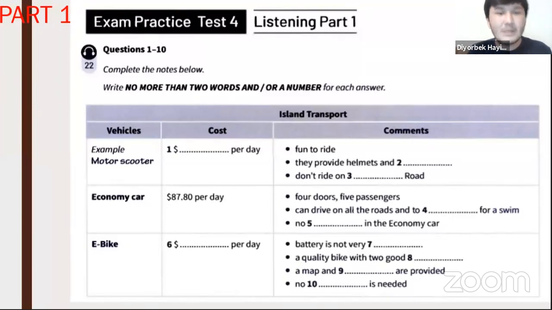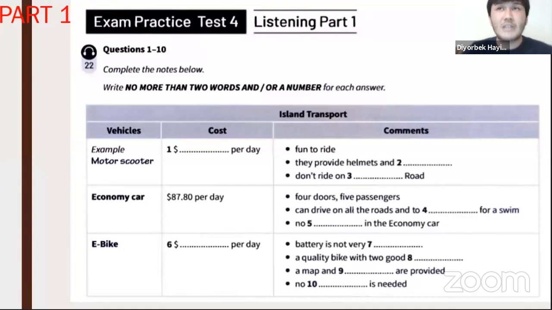For example, here you have island transport vehicles like motor scooter, economy car, right? You basically have an idea what the passage will be about. You're going to listen to this when they introduce you: Now you're going to hear a conversation between a man and woman. This is really important because that gives you a context that allows you to contextualize what's going to happen, to visualize. And this visualization is really going to help you in imagining the situation.